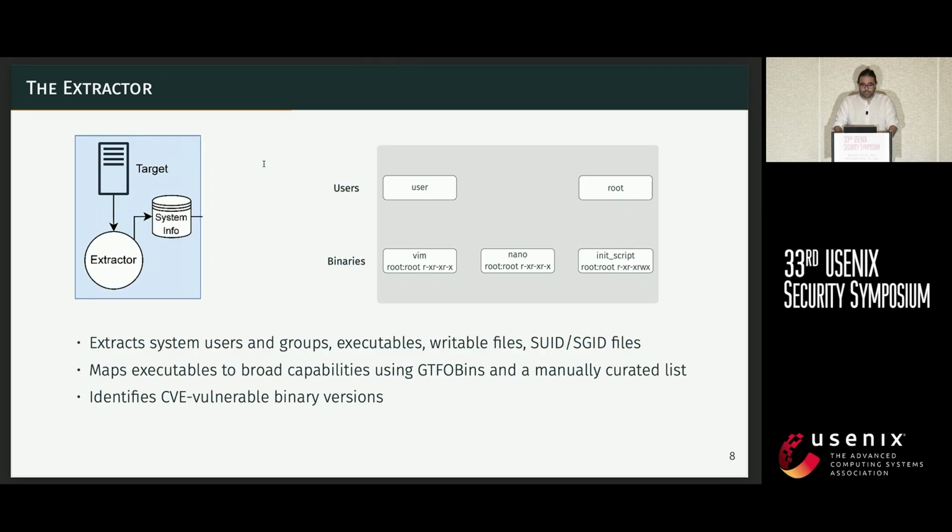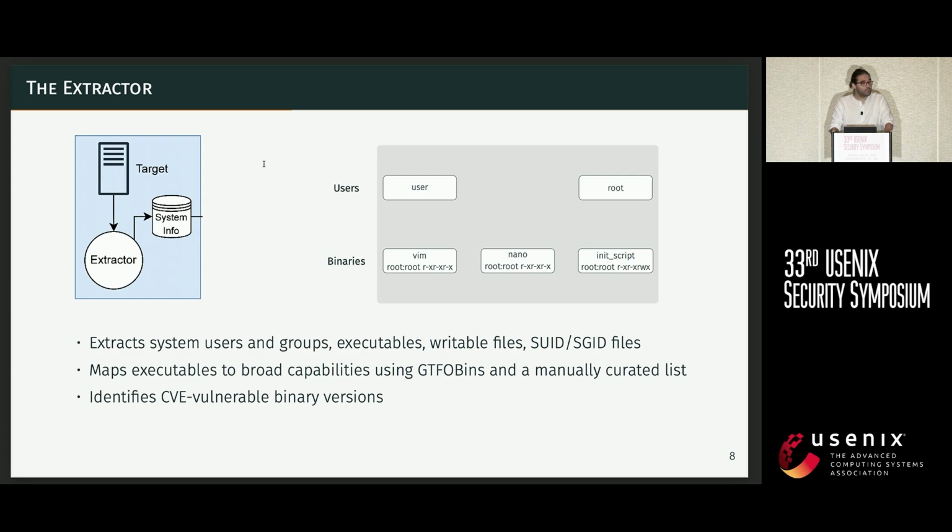The first component is the extractor that, once connected to a target system, is going to extract the system information for later processing. The information that we extract is users, groups, executables, files, setuid executables, permissions, and so on. Then we map all the executables found with broad capabilities, such as writing a file, reading a file, uploading a file, and so on. We use the GTFOBins database and a manually curated list, which is not a huge effort. It's a one-time effort to do such kind of mapping.